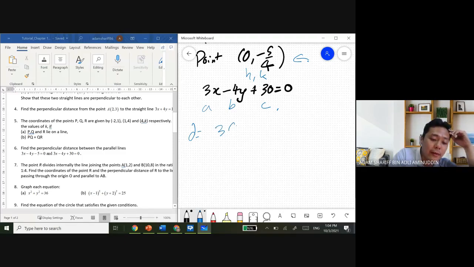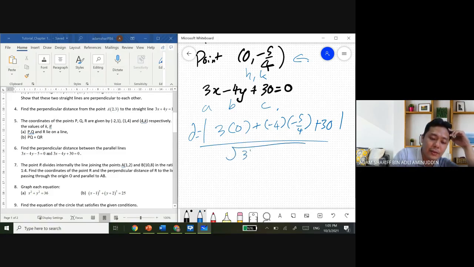So put in the formula modulus, plus -4, -5/4 plus 30 over the square root of 3 squared plus -4 squared. Okay, bla bla bla, kira-kira dapatlah 10.